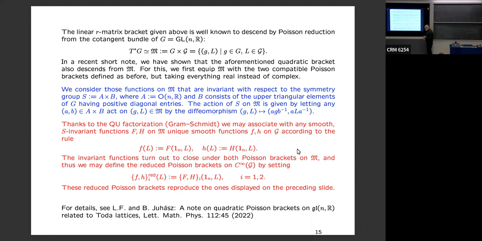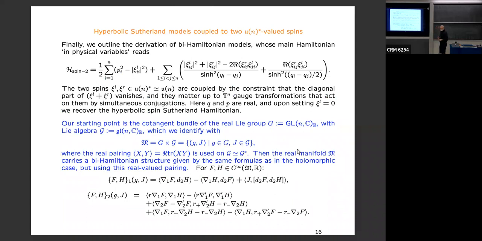Okay, and now the final part of my talk is yet another application of a very similar thing. So I will be a little bit sketchy here. There appeared in the literature some generalization of the spin Sutherland model, which people call the spin Sutherland model with two spins. So there are q, p variables. This is some kind of hyperbolic model, where there is psi left and psi right. Psi left and psi right are just anti-Hermitian matrices such that the diagonal part of their sum vanishes. And they matter only up to conjugation by the maximal torus.